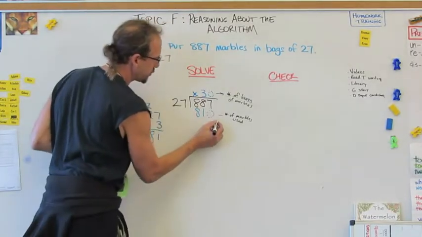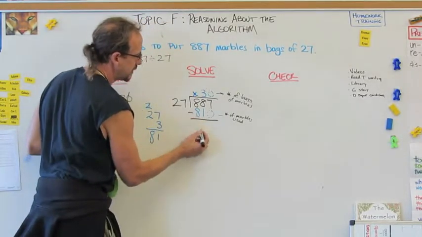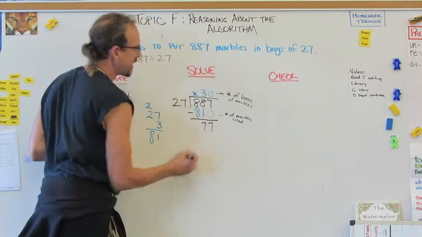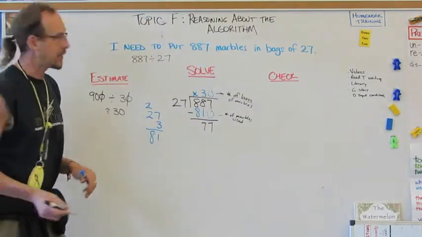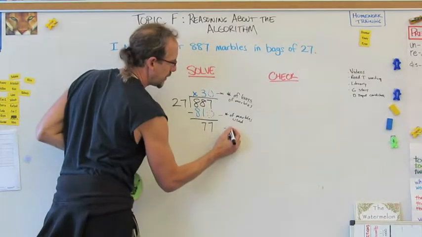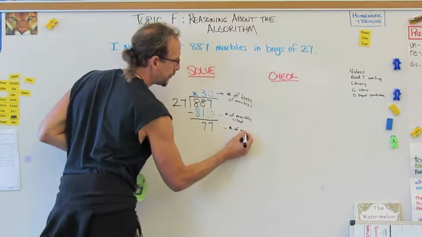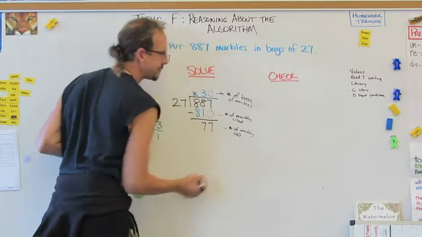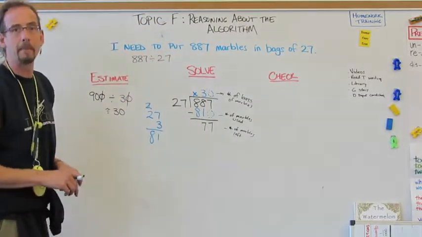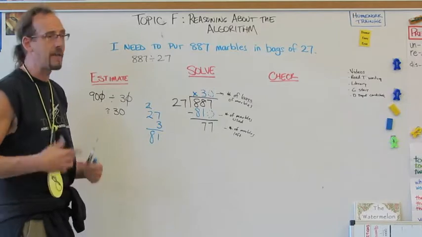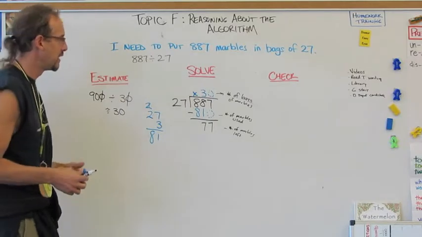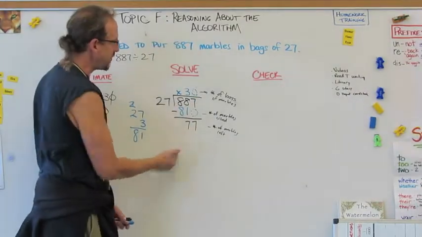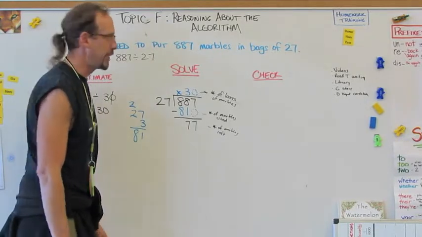And then we're going to subtract, and we're going to get 77. And that equals the number of marbles left to divide. We still have those to divide up. They're not all used up yet. We haven't put them into bags of 27 yet. Now, we still have this 77 marbles left over that we can put into bags.